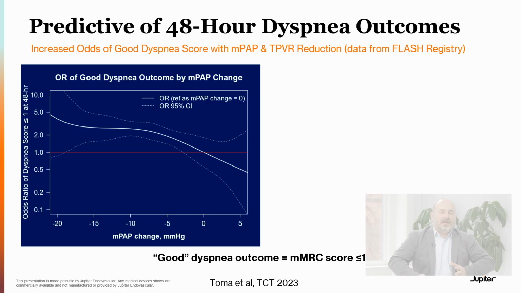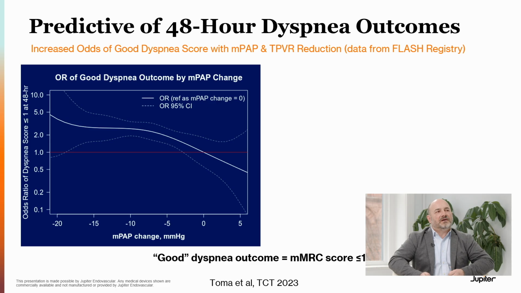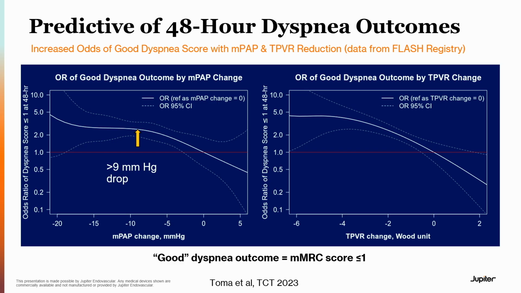We looked at this data in the FLASH registry just to try to understand at which level you're going to have a good result, at which level of mean PA pressure, at which level of TPVR reduction or absolute levels. These slides only illustrate the reduction levels. If you get about a 9 to 10 millimeter drop in mean PA pressure, you have a good chance of having a good dyspnea result at 48 hours. This is data from TCT from a few years back.